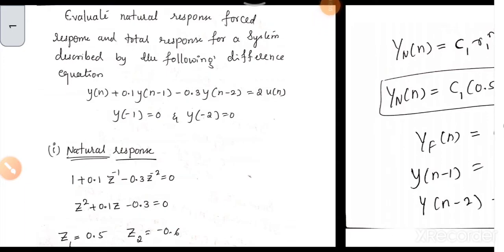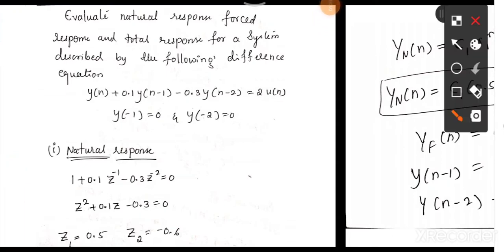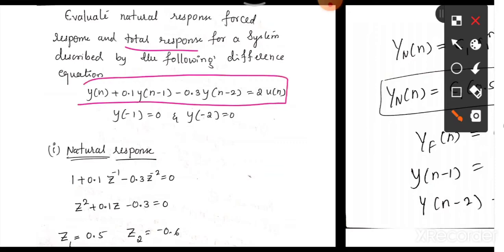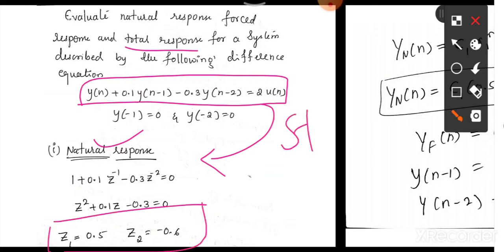So let's first find the natural response, and then we'll find the forced response. A slight change will be there when you are finding the total response. What we have to do is take this general equation, identify the roots to calculate the natural response, and based on the roots identify its structure. Let's take y of n plus 0.1 y of n minus 1 minus 0.3 y of n minus 2 equal to 2 u of n.